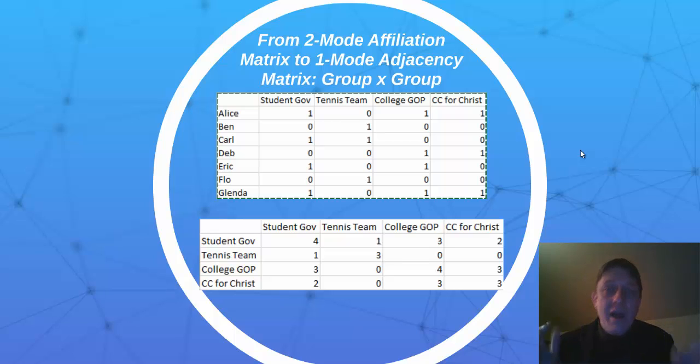So now we've gone from a 2-mode affiliation matrix to a 1-mode adjacency matrix. But it's a different one. It's the relationships between groups. So you want to know which groups are close to each other. You want to know which ones are far separate from each other. Now you know. Pretty cool. All from 4 membership lists, right? You can get all this information.